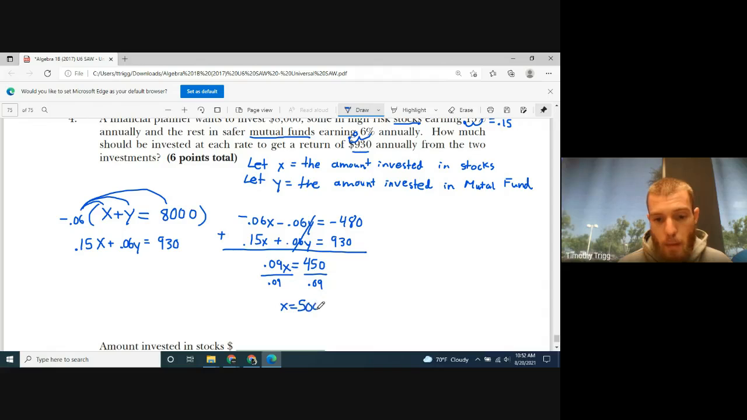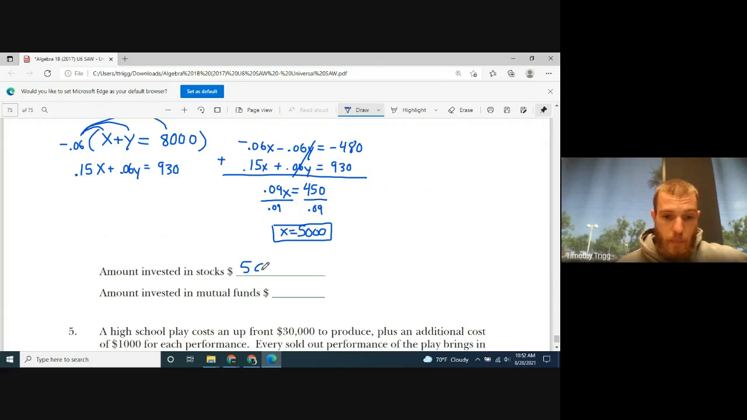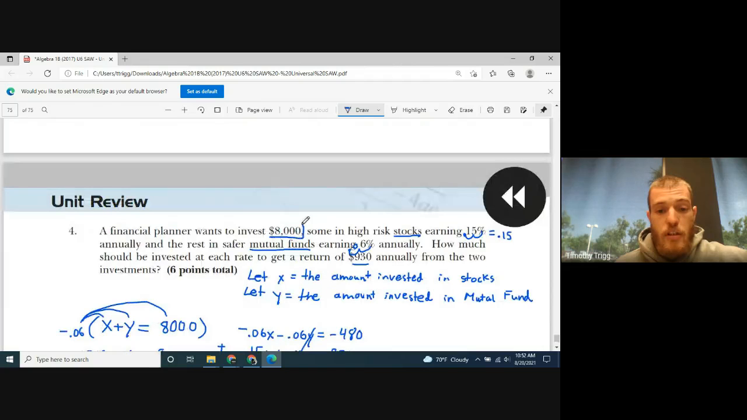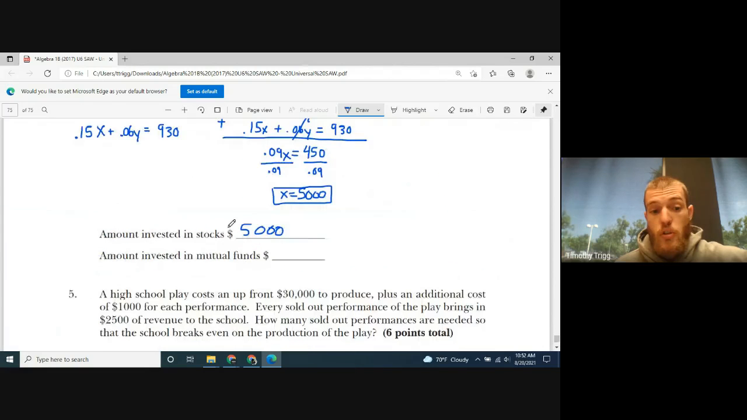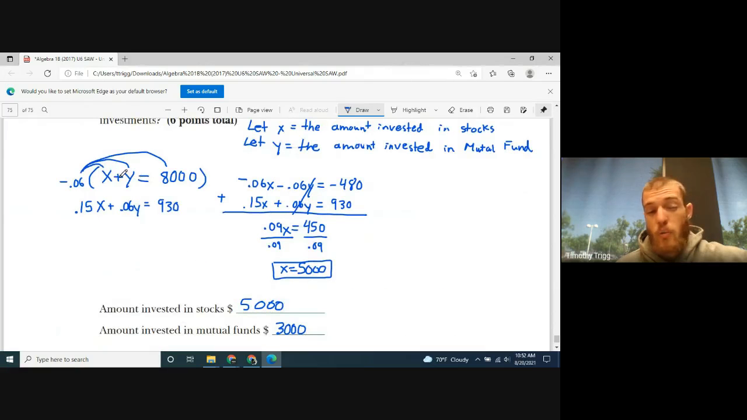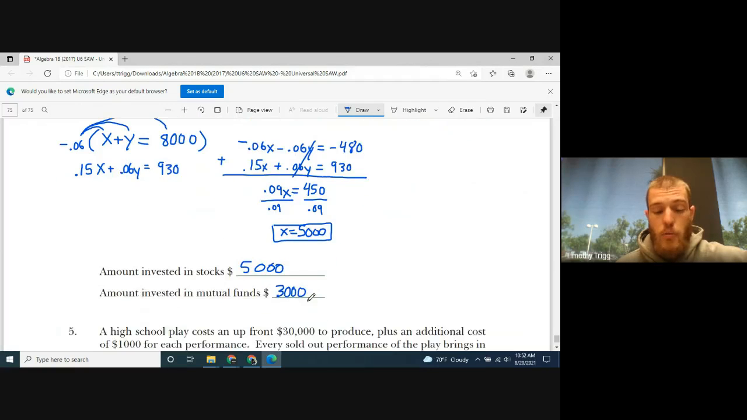What does this mean? That means the amount invested in the stock is 5,000. So they invested $5,000 in the stock. So we're going to put 5,000 right here. Well, that means, how much did he invest in the mutual fund? Well, remember he invested 8,000 in total. So if 5,000 went into the stocks, that means 3,000 must have gone into the mutual fund. And again, you could have plugged it into either equation and solved for y, and you should get 3,000.